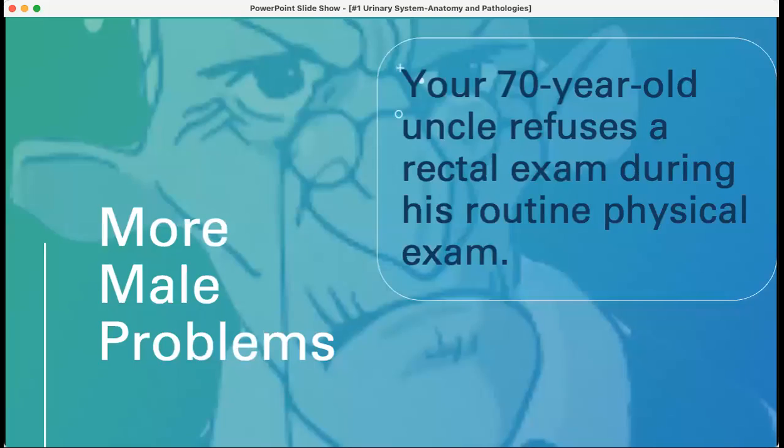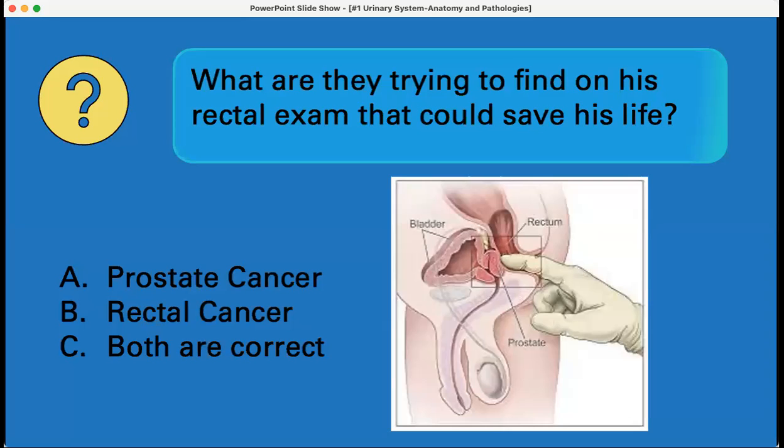Okay, let's go on to more male problems. Your 70-year-old uncle refuses a rectal exam during his routine physical exam. What are they trying to find on his rectal exam that could save his life? A, prostate cancer, B, rectal cancer, or both are correct. And this is a sagittal view showing a rectal exam. You can see right here, the prostate is very accessible.